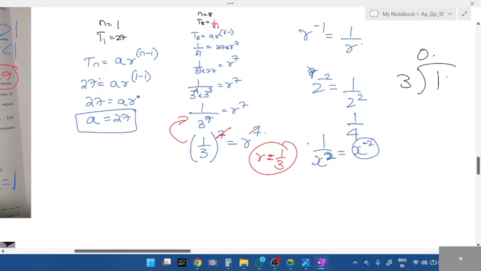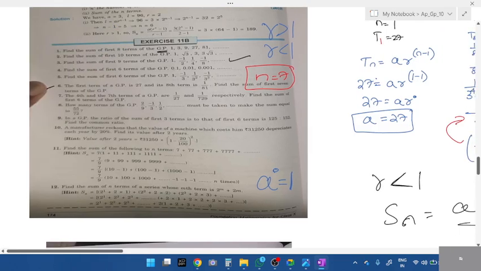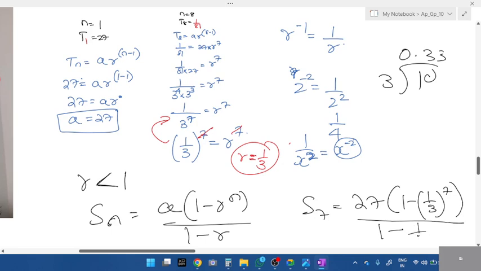If you take 1 by 3, you get 0.33. So r is lesser than 1. For r lesser than 1, S of n is equal to a into 1 minus r to the power of n divided by 1 minus r. Okay, what have they asked us to find here, students? Find the sum of how many numbers? First 7 numbers. So what n value do you have to take? What is n here? 7. S of 7 is equal to a is 27 into 1 minus r, which is 1 by 3, to the power of 7, divided by 1 minus 1 by 3.